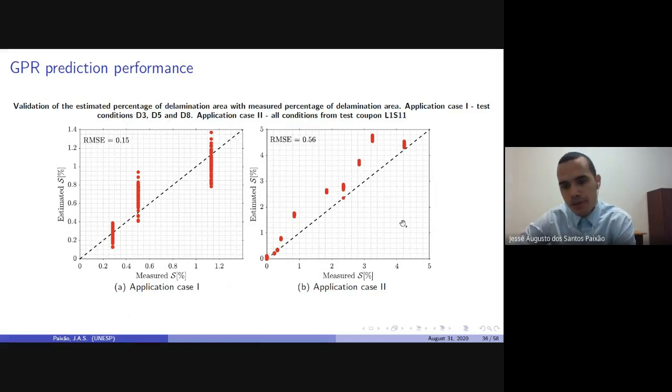If you compare with application case 2, we observe a larger variation from this diagonal line, which is represented by the higher root mean squared error of 0.56. But at an acceptable level. In this case, for example, we could estimate the delamination area of the coupon L1S11 using just the training data from three other different coupons, which is a very interesting result.